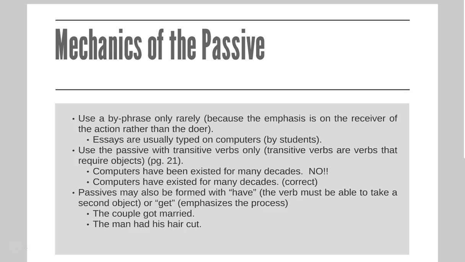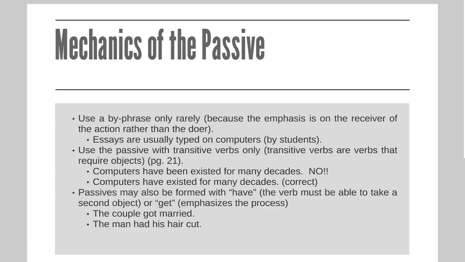Or, another example, exist. You can't say, computers have been existed for many decades, because exist does not take an object. So it makes no sense. You can only use exist in the active form. Computers have existed for many decades.